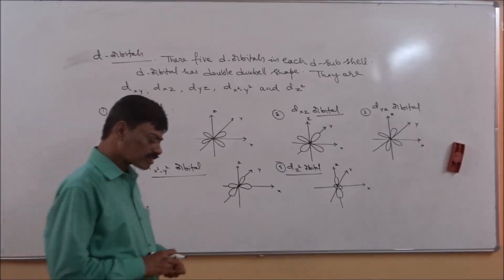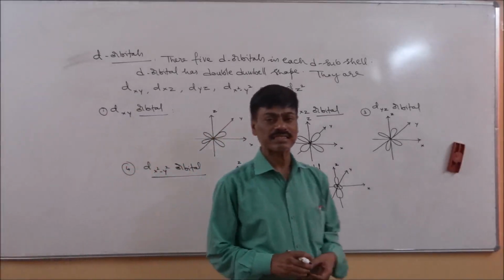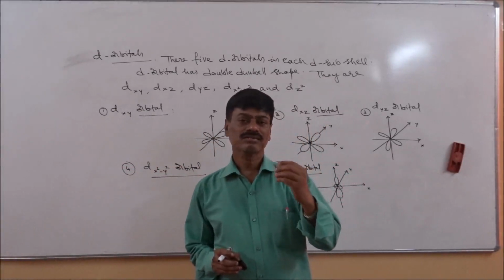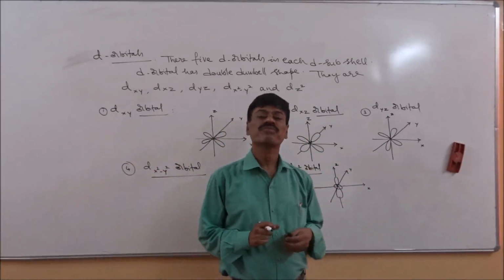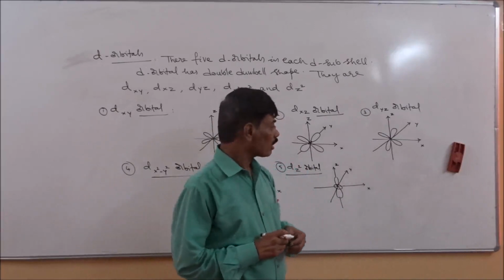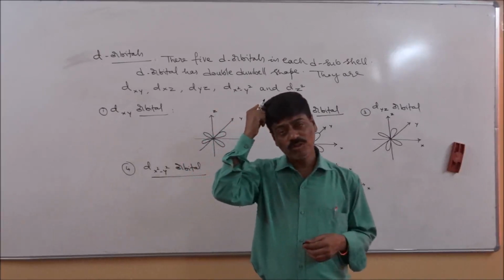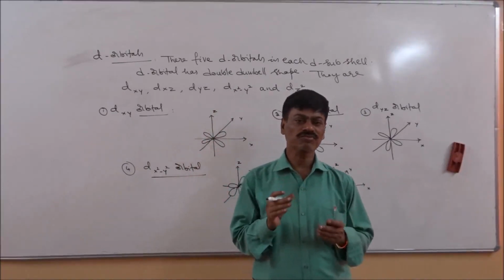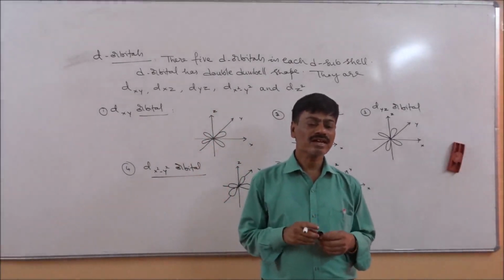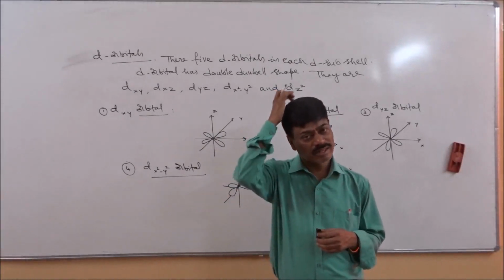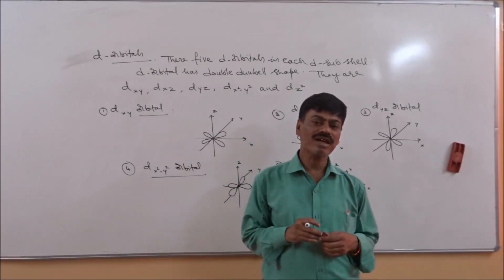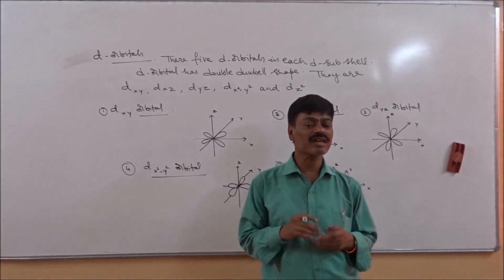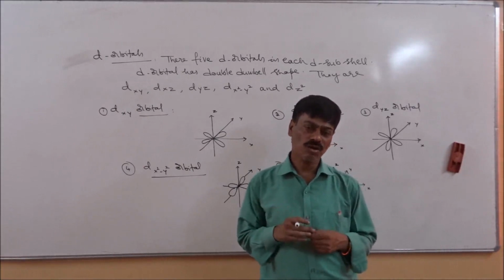Once again, s orbital has spherical structure. D orbital has double dumbbell structure. And in the case of s orbitals, as we move from n equal to 1 to n equal to 2, 3, 4, 5, etc., the energy possessed by the s orbital increases. Like 3s orbital has less energy than 5s. 5s orbital has less energy than 6s, and so on.